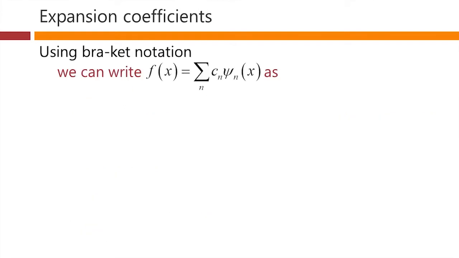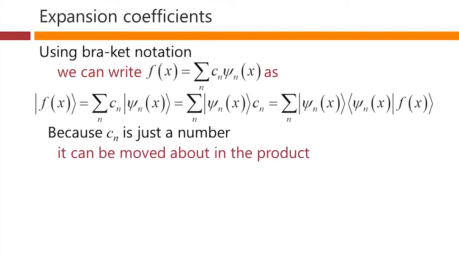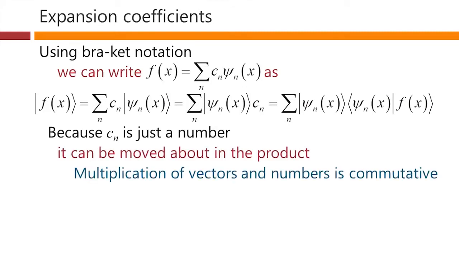Using the bracket notation, we can write out this function as the expansion, as we talked about before. This is the expansion using the ket vector version. We can move this number around if we want to. Numbers commute with vectors, so we can move the number to here, and we can give our version of that number and get this rather intriguing looking notation here. This is also a way of writing the expansion of f of x, and we'll come back to see another way of interpreting what that means later on. As we said, because Cn is just a number, it can be moved about inside the product. Multiplication of vectors and numbers is commutative.